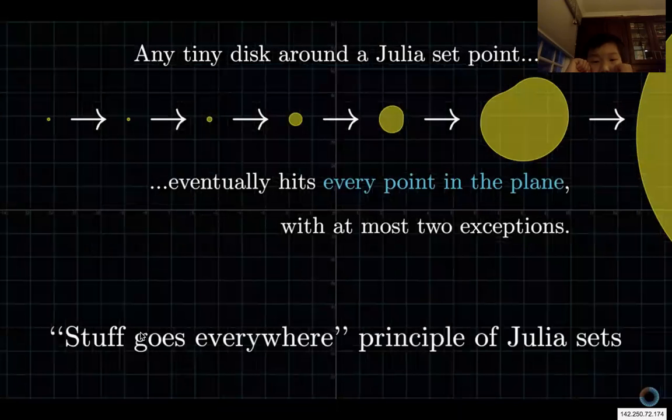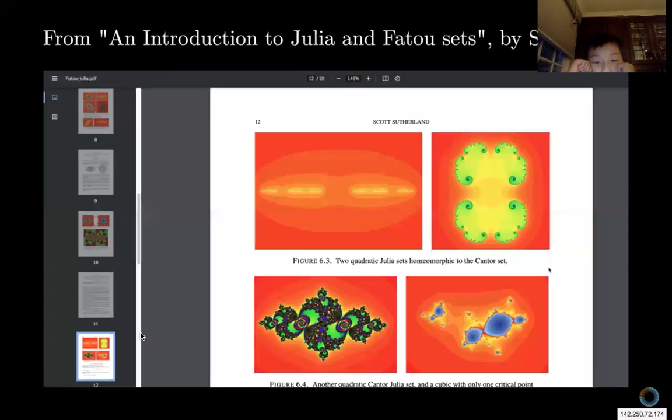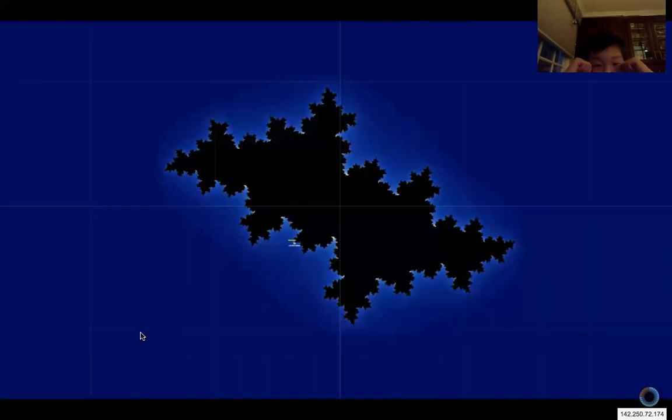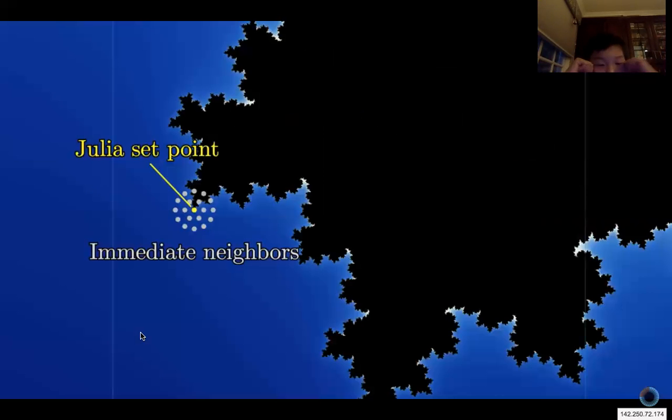Well, okay, it's not actually called that. In the source I was reading from, it's mentioned as a corollary to something known as Montel's theorem, but it should be called that. In some sense, what this is telling us is that the points of the Julia set are not merely chaotic. They're kind of as chaotic as they possibly can be.